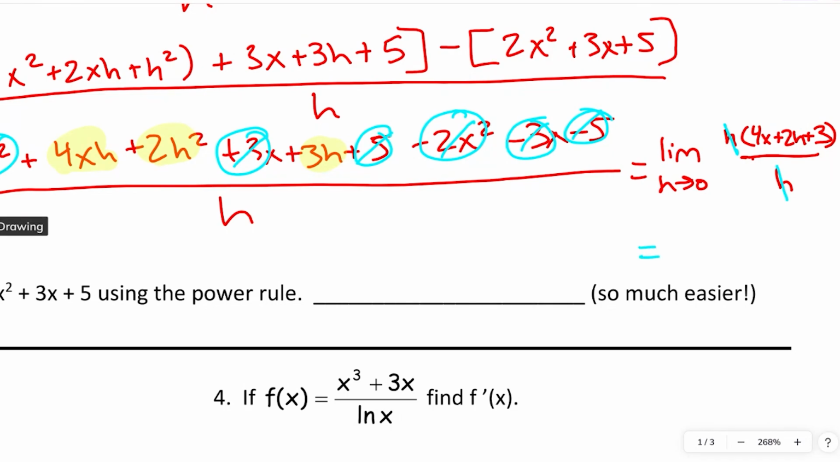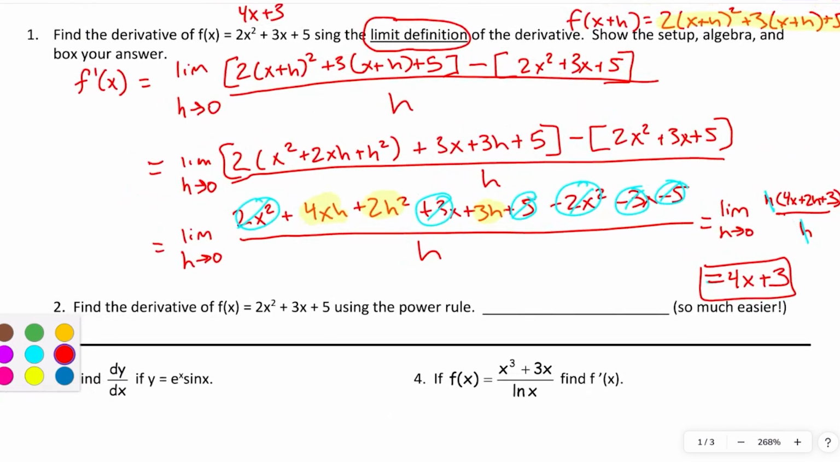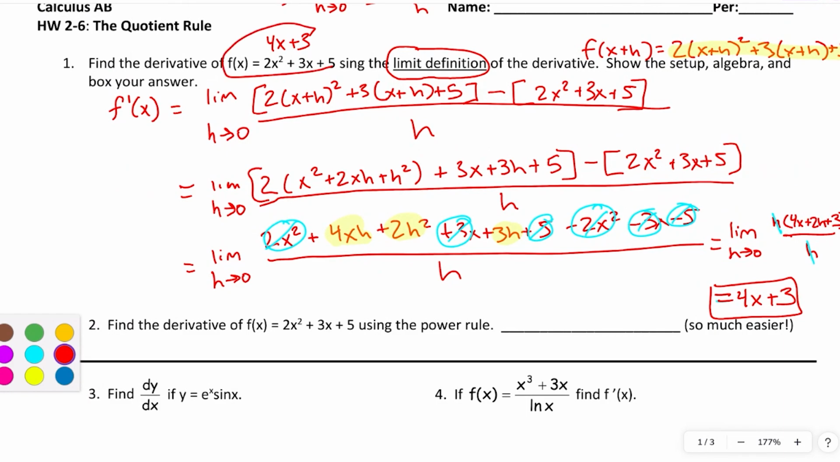And so the only terms that are going to be left here are going to be 4x plus 3. Now this is what we figured out originally, right? We kind of got that answer without having to go through that whole limit definition process. And number 2 is going to really hit it exactly that. It says, hey, find this using the power rule. We already know it's going to be 4x plus 3. And yeah, obviously that's going to be so much easier.